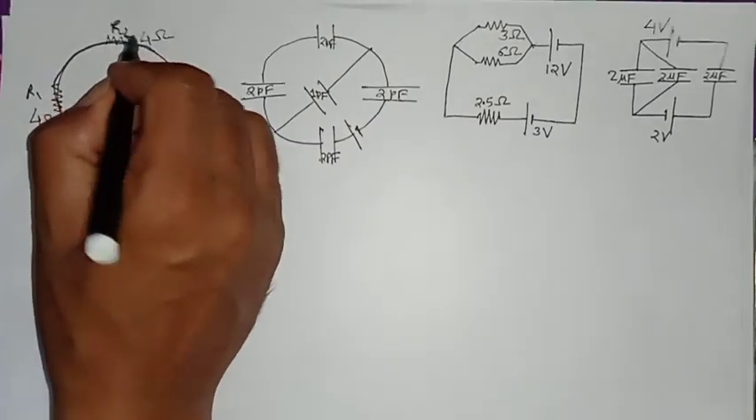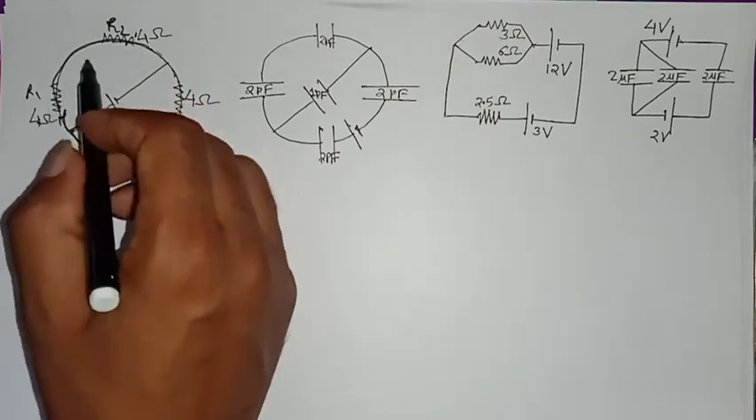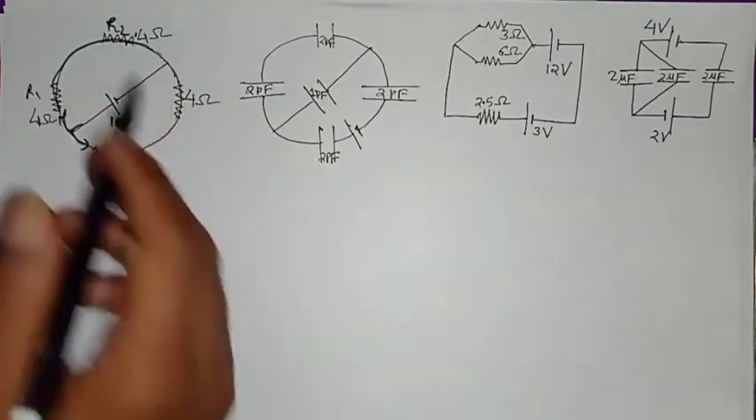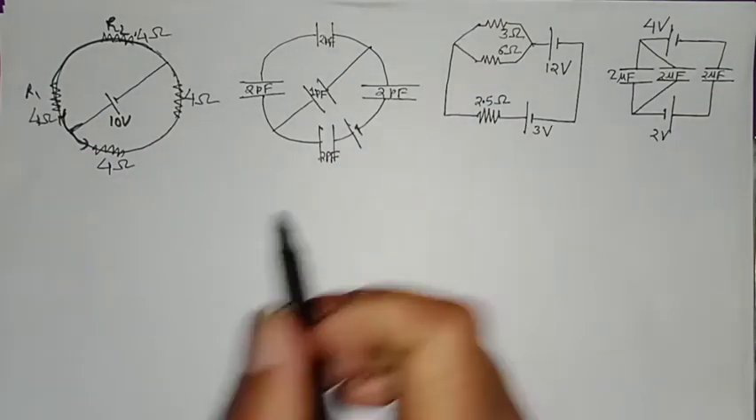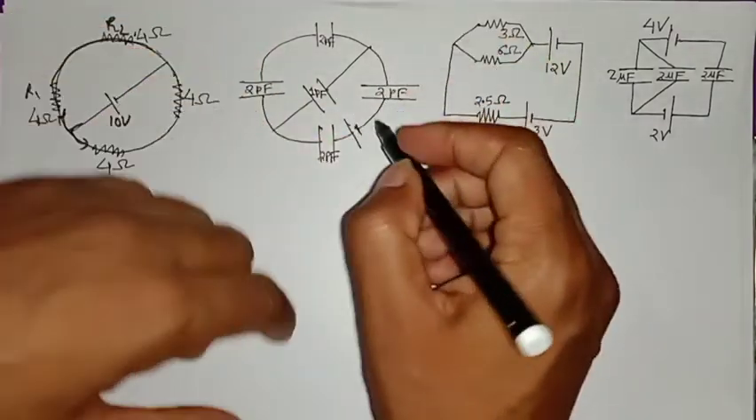So R1, R2, I'm doing it orally. Along this path, resistance is 8 ohm, here also 8 ohm, and both 8 ohm will be in parallel combination, so you can find it out, and then you can calculate current also. Anyway, now moving ahead, I have just modified the same problem here also.